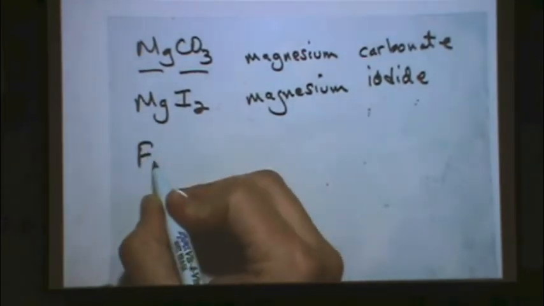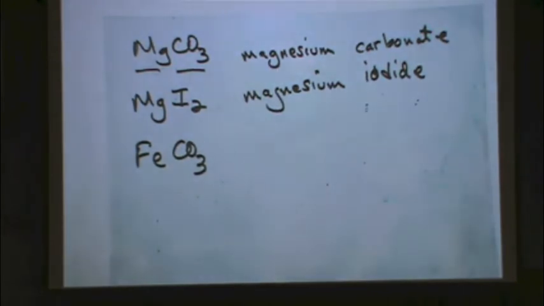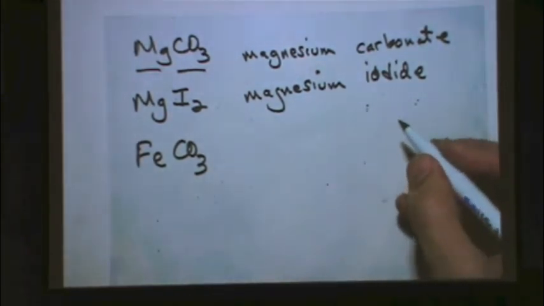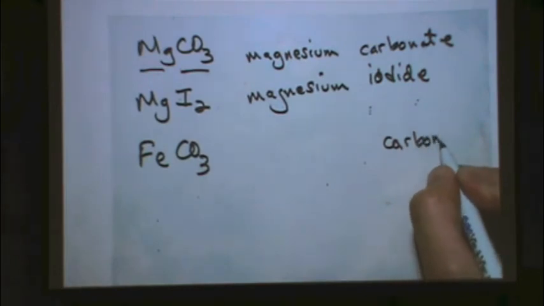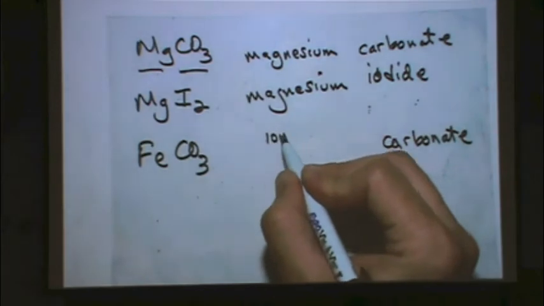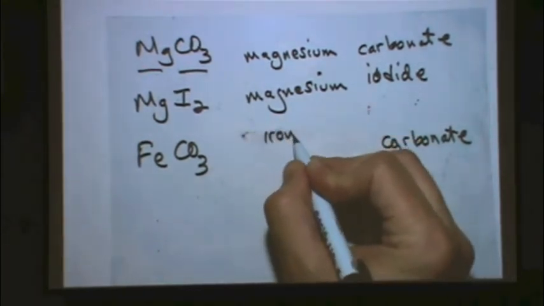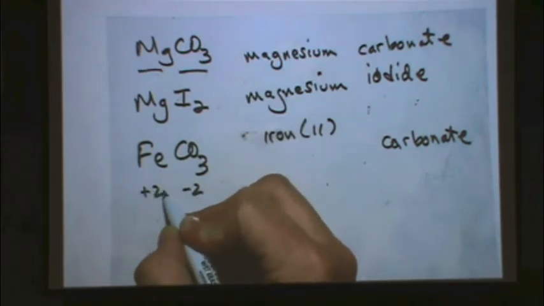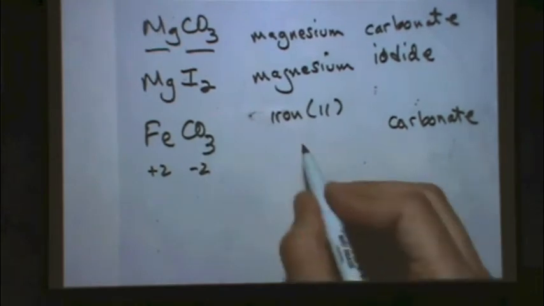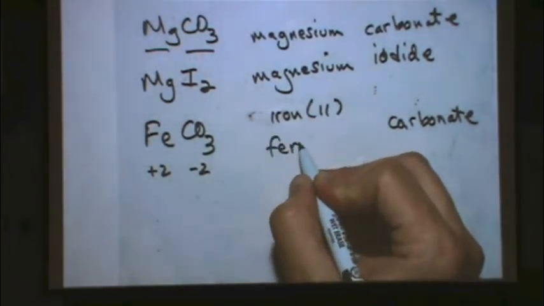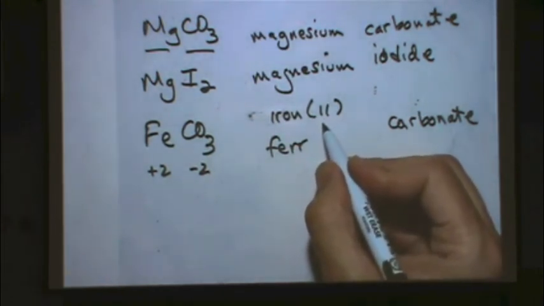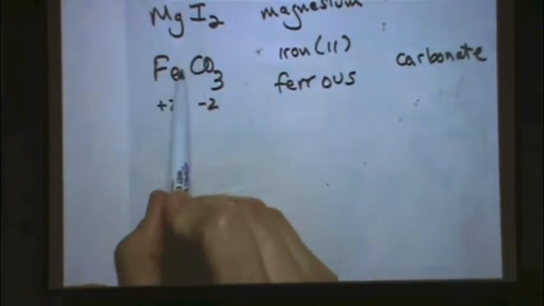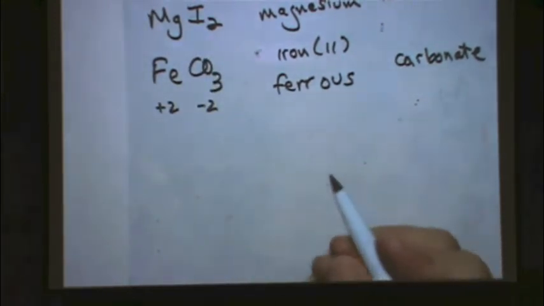Then, when I do something like this now, it's still a metal, so it's still ionic, but this is a transition metal. So I have two possible first names. The second name, just like the first one up there at the top, is carbonate. But the first name could be either iron. Iron is what? If this is minus two, this must be plus two. Is that okay? Carbonate is minus two. So it could either be iron two carbonate or ferrous. Is two the higher or the lower one? Lower, so it's ferrous carbonate. Okay? Likewise, FeI2 would be ferrous iodide or iron 2 iodide.